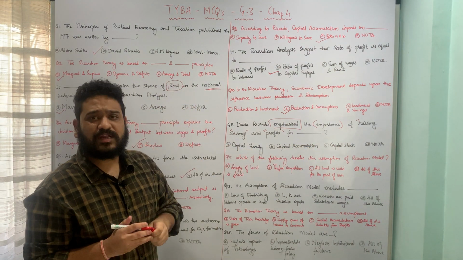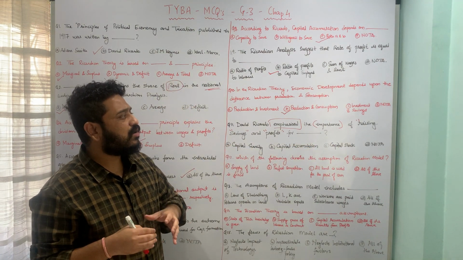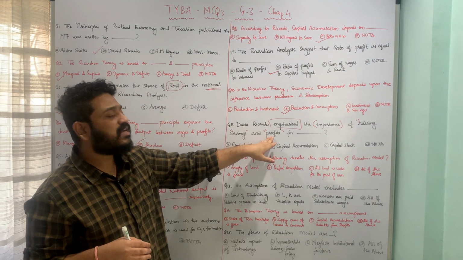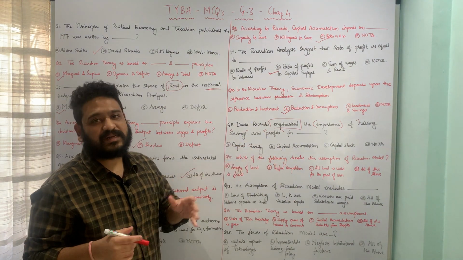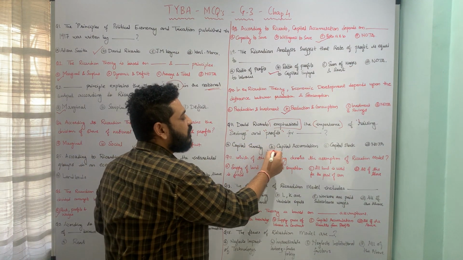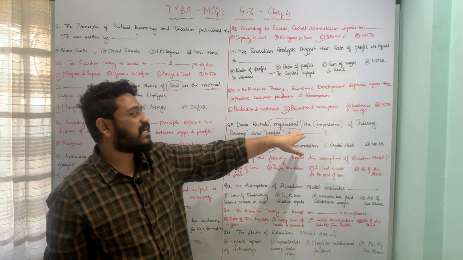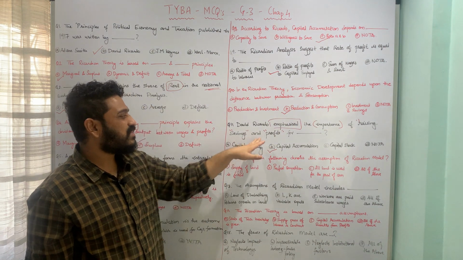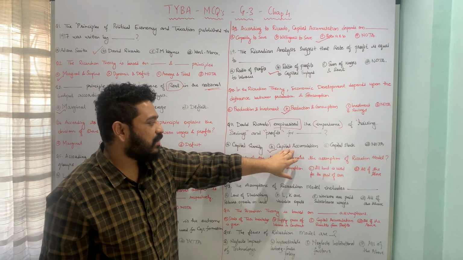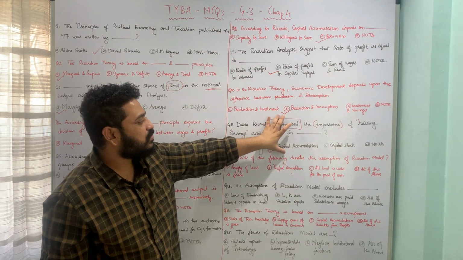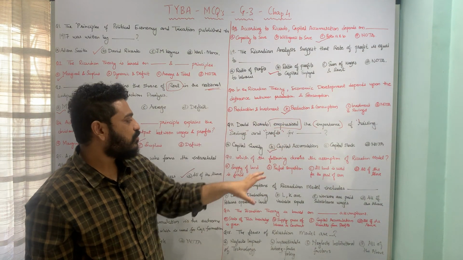So here, according to David Ricardo, the need for raising savings and profit is for B, capital accumulation, and therefore option B is the correct answer to this particular question, which says that David Ricardo emphasized the importance of raising savings as well as profits for capital accumulation. So I hope this question is clear. Let us now move to the next one.